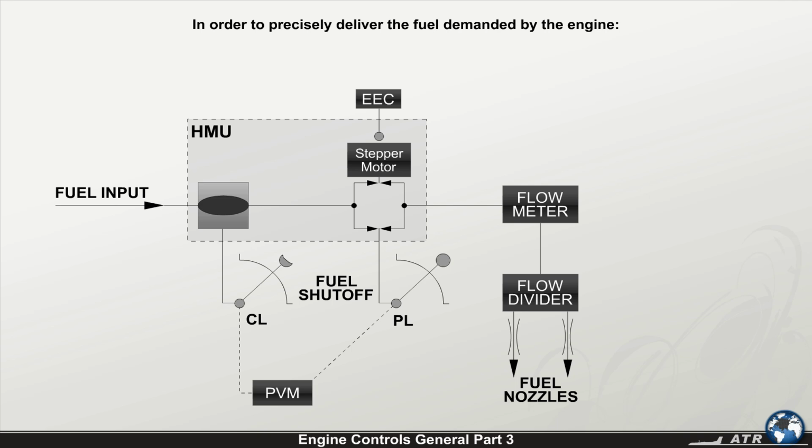In order to precisely deliver the fuel demanded by the engine, one engine electronic control, EEC, is installed on each engine. The engine electronic control, among other functions, controls the fuel flow in the respective HMU through a stepper motor, which lowers the fuel flow ordered by the HMU.